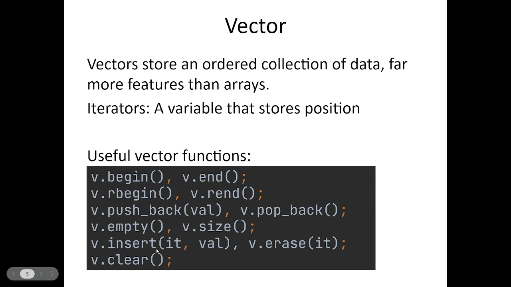Similarly, v.insert takes in the iterator and the value, and inserts the value at the position that the iterator is storing. v.erase removes the number at the position of the iterator that's passed to it. v.clear clears the whole array. Any questions about this?